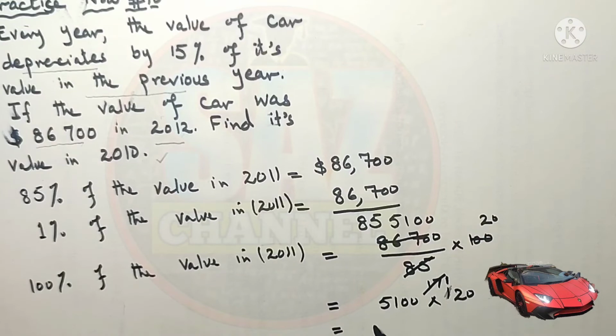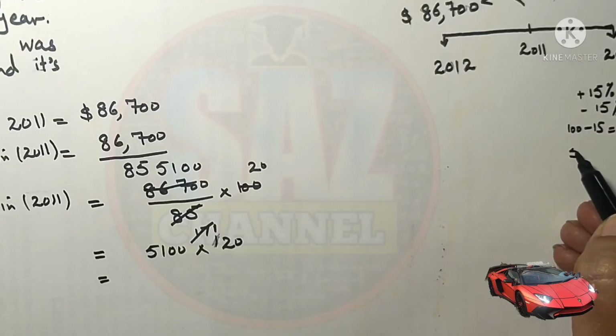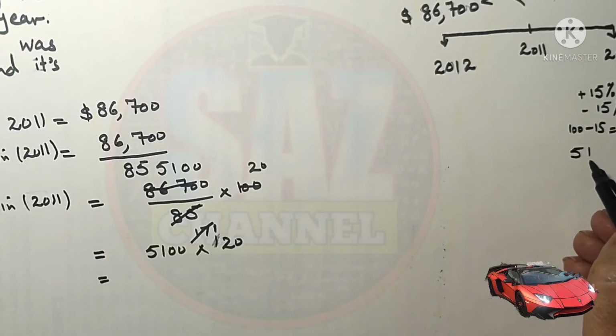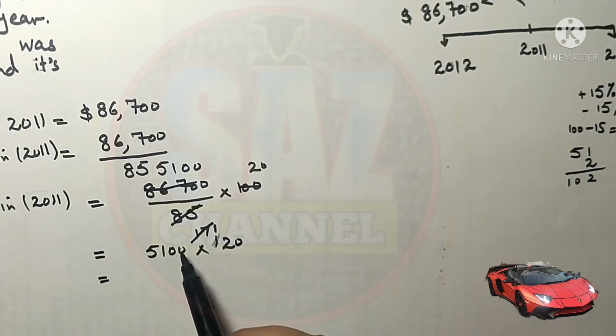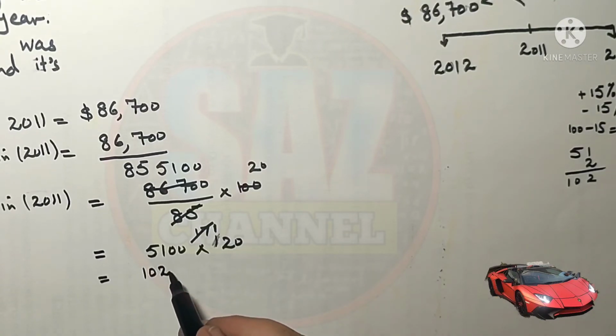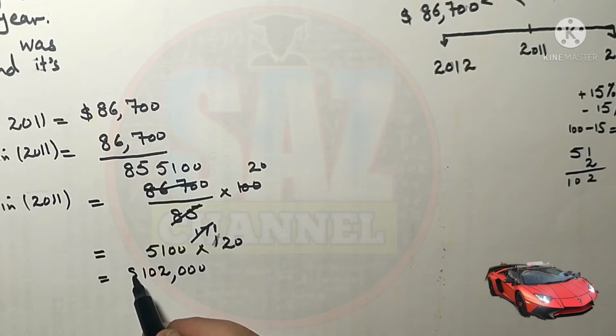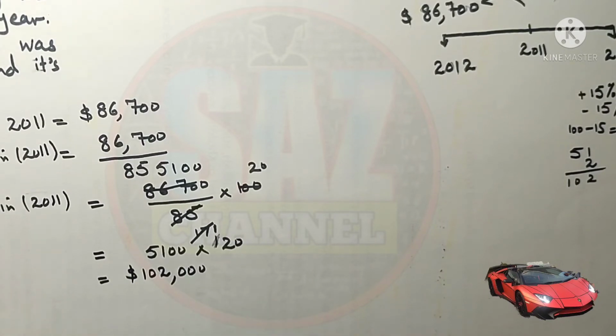Now we have to multiply 5,100 by 20. For some time I will be skipping zeros in my mind. I will multiply 51 by 2 to get 102, and how many zeros? 1, 2, 3. 102,000. So this is the value of the car in 2011.